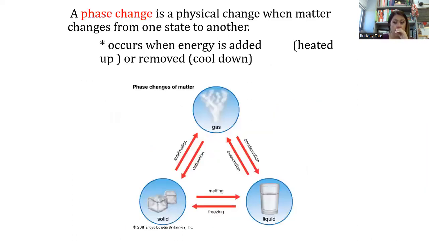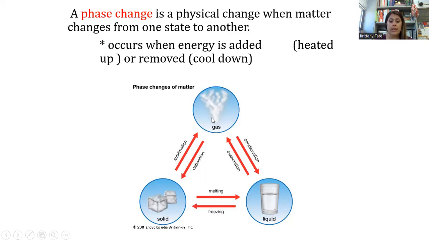And so that's what this is talking about: a phase change is a change when matter changes from one state to another. And this is a physical change because it's not chemically changing its molecules. And so this occurs when energy is added, heated up, or removed. So when we go from a solid to a liquid, we are melting. So we are adding heat because the particles are going to start moving faster. If we're going from a liquid to a solid, those particles are slowing down because the heat is being removed.